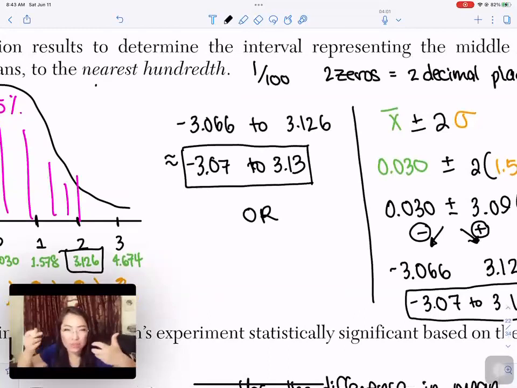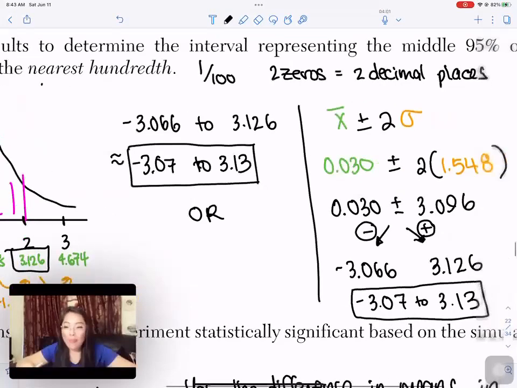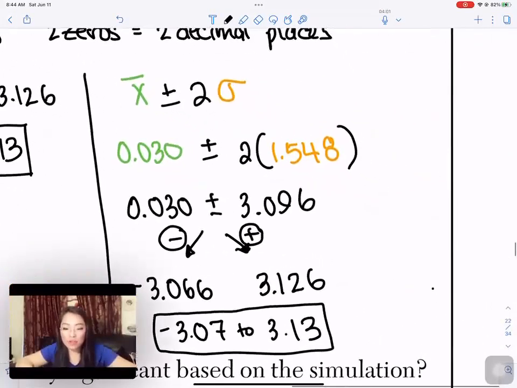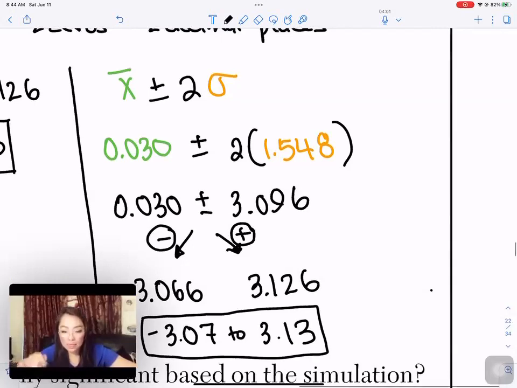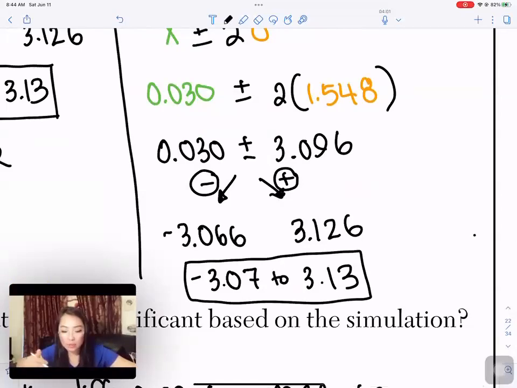Like, oh, wait, what's 100? That's 1 over 100, right? So that's 2 zeros, 2 decimal places. Now, if you don't want to do all that work, that's fine. You just have to remember the rule is x bar plus or minus 2 standard deviations. Is this a margin of error? You're right. This is very similar to the margin of error calculation. So you get 0.030 plus or minus 3.096, and then, of course, you get negative 3.066 and 3.126.